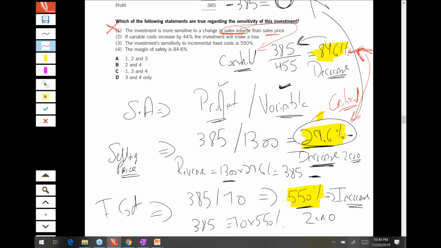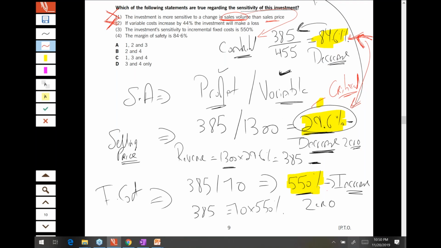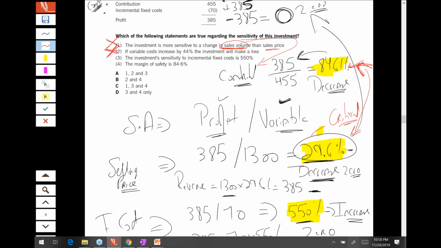Second, the variable cost increased by 44, the investment will make a loss. Is this true or false? This is false. Because for variable cost, the sensitivity was 45, which means the profit would go to zero when variable cost increases by 45%. But it says if it increased by 44, so no, the investment will not make a loss, because it will be at zero when it reaches 45%. Third, the investment sensitivity to incremental fixed cost is 550. Is this true? Yes, this is true.